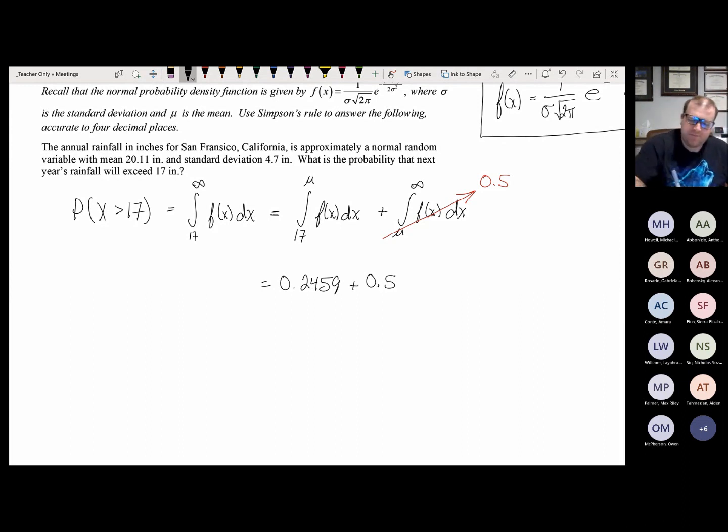Then plus the 0.5, you get a probability of 0.7459 or 74.59%.